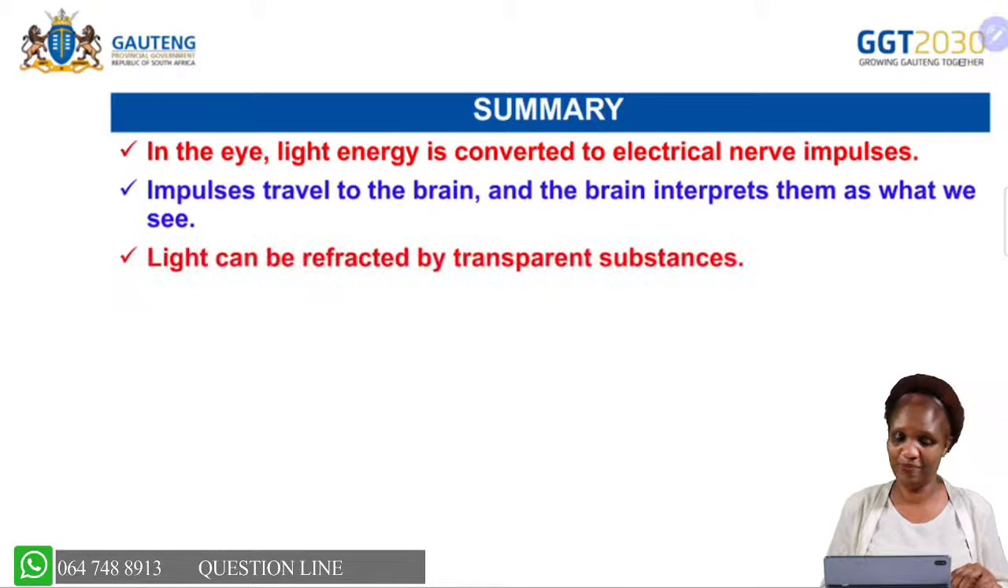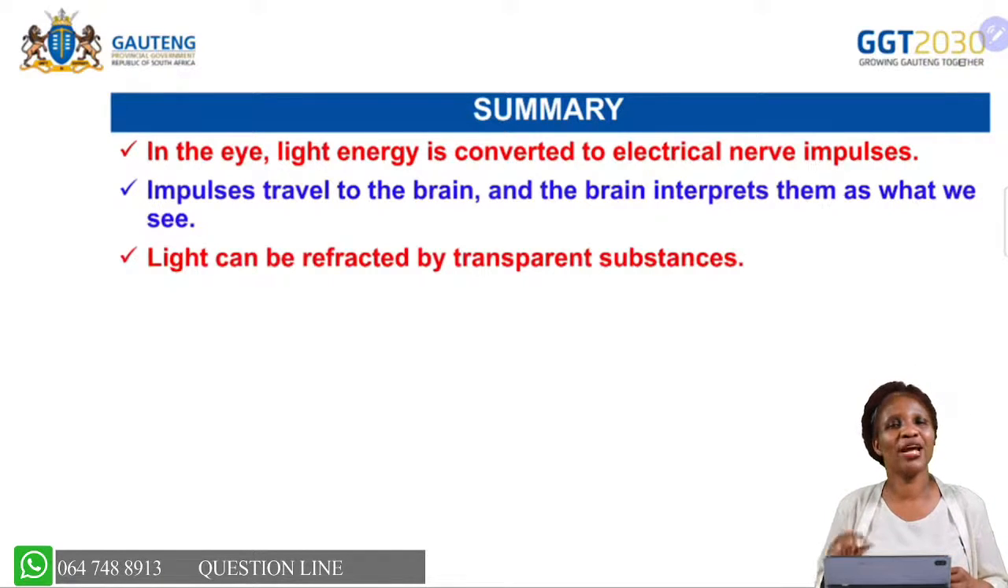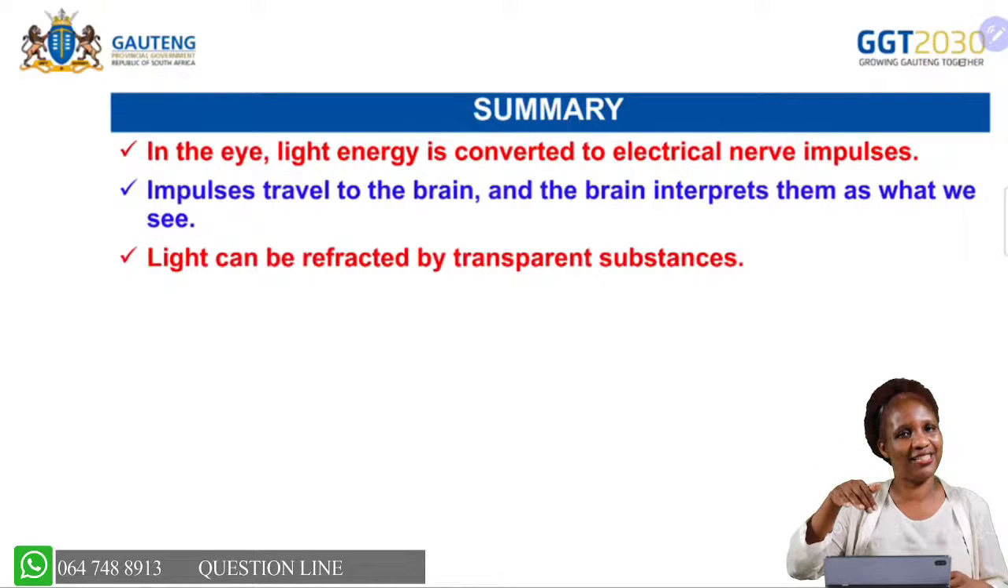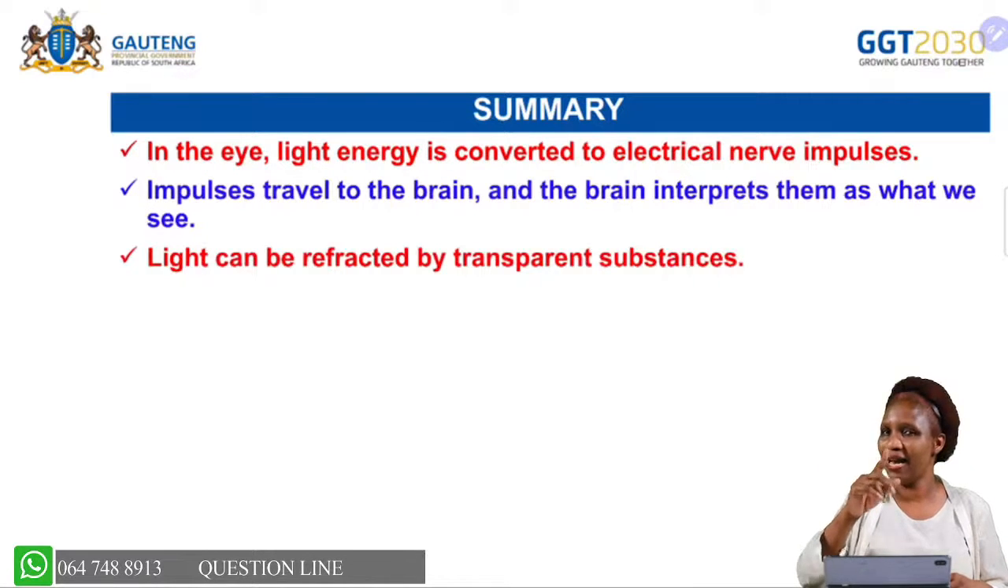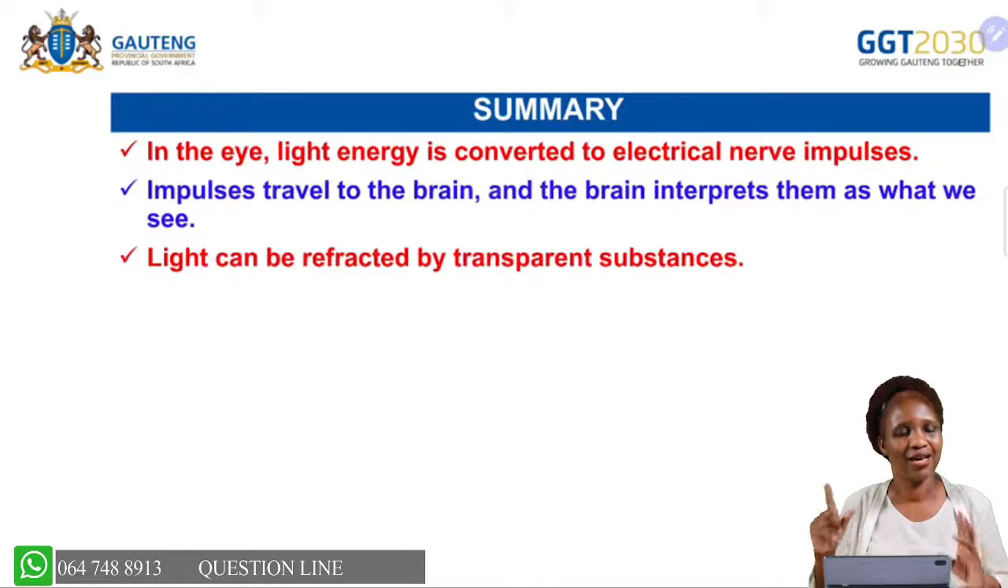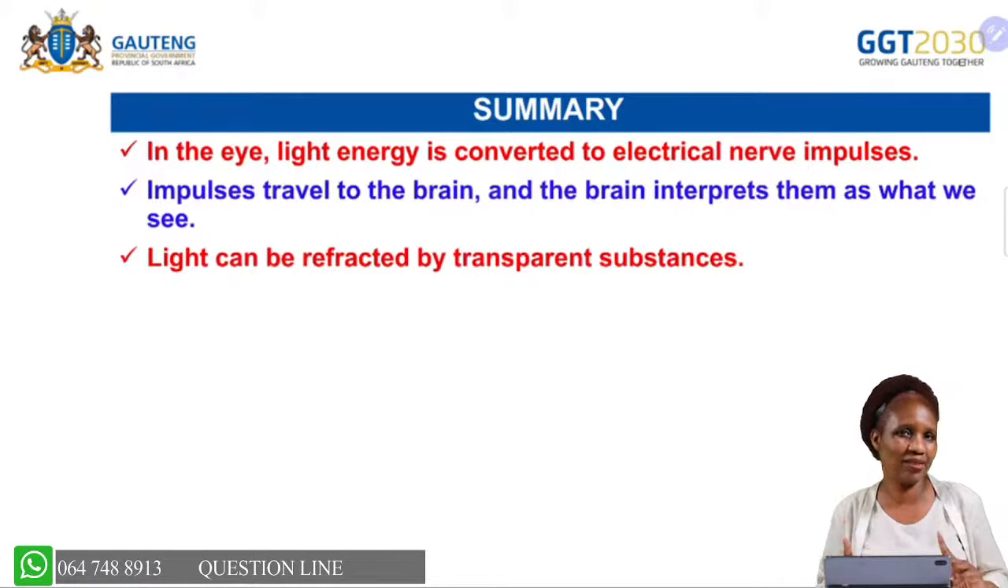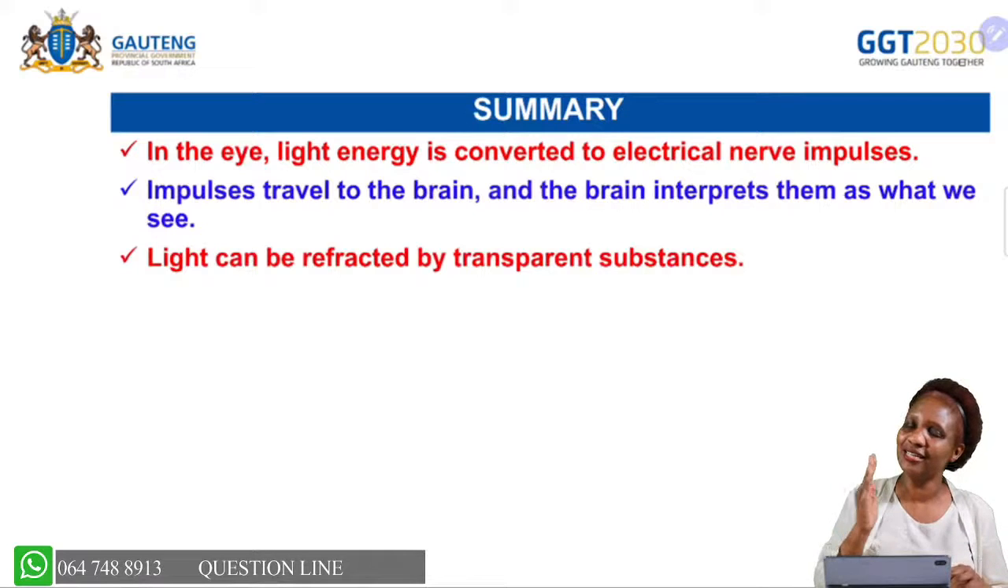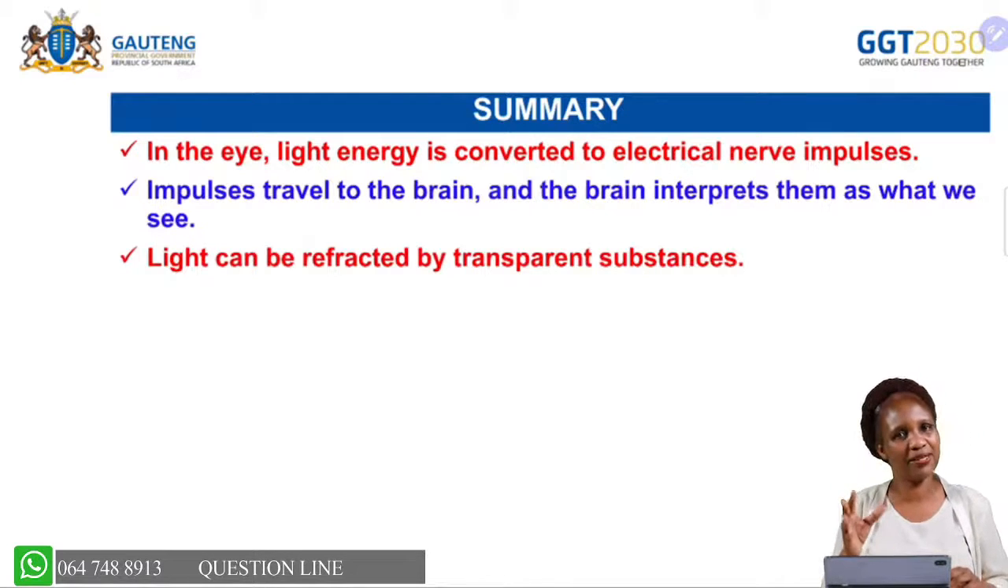Let's continue. Light can be refracted by transparent substances. When we are talking about refraction, Grade 8, we are talking about the bending of light. Remember, light changes direction and it can refract. That is, it bends. Okay.